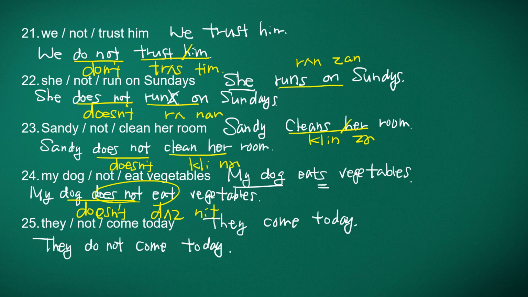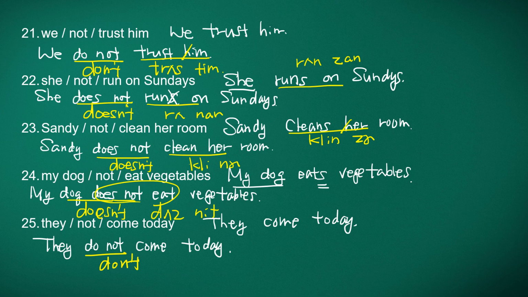And finally, they come today. They don't. Do not. They don't come today. They come today. They don't come today. We trust him. We do not trust him. We don't trust him. She runs on Sundays. She does not run on Sundays. She doesn't run on Sundays. Sandy cleans her room. Sandy does not clean her room. Sandy doesn't clean her room.